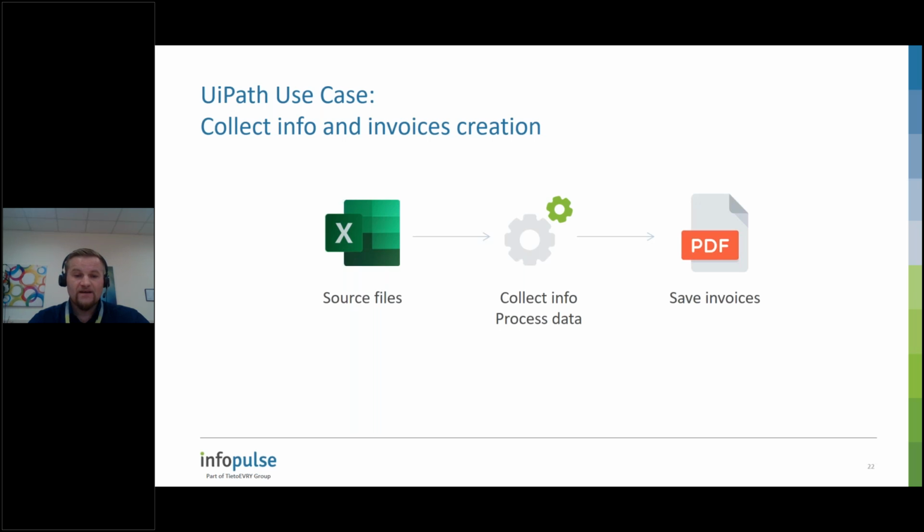And another example is a UiPath use case. But this time it is outgoing invoices. So we have several source files that we store information in. The main business logic is where we collect data and process data according to the business rules, and simply generate and save invoices to any destination for further processing and all the following steps. It depends on your process, on your company, on other companies.